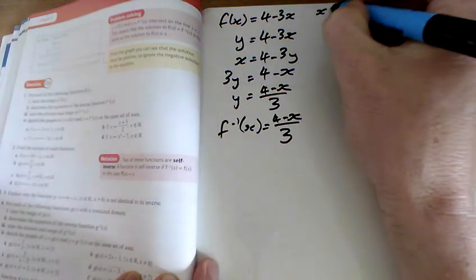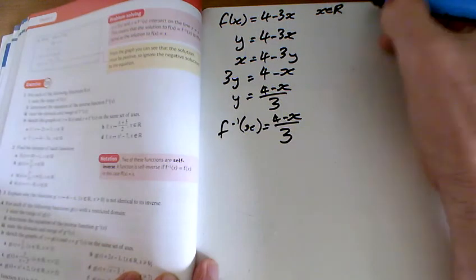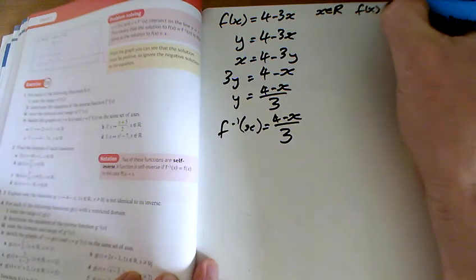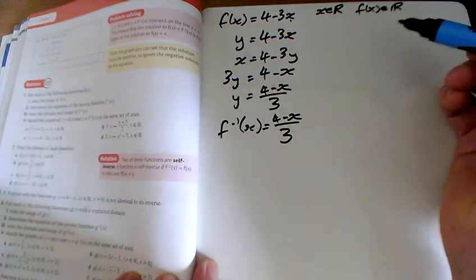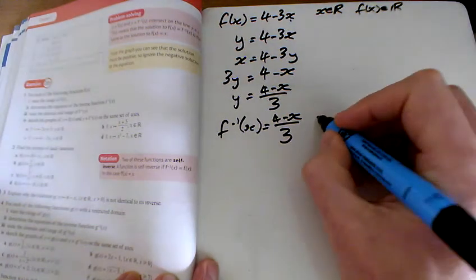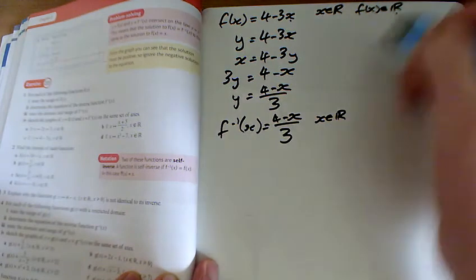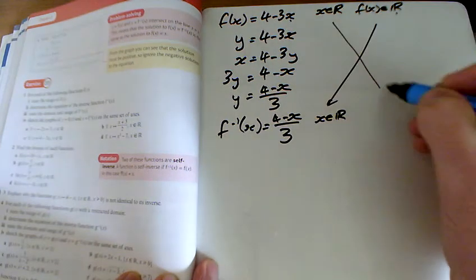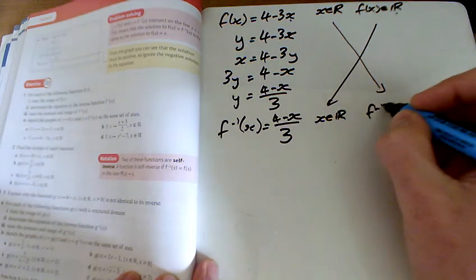We were told that the domain of that one was all real numbers, so the range is also all real numbers. You put anything in there, you can get anything out. And this one here, it's just this in reverse. It's this one here, and the range of the inverse function is back to what you started with.